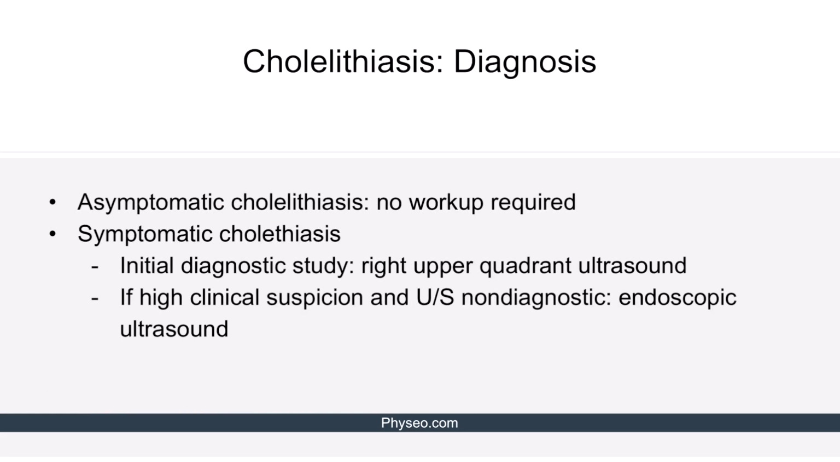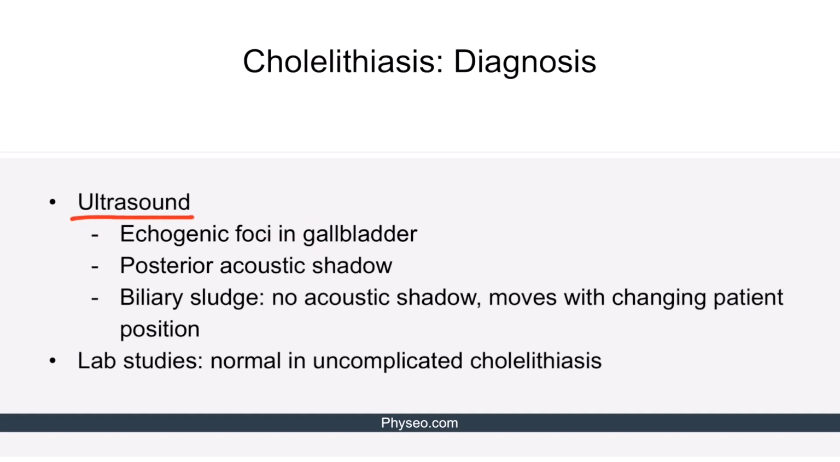Cholelithiasis is usually present in 10 to 20% of the adult population and without symptoms, does not require additional diagnostic measures. If the patient experiences any of the previously mentioned symptoms, the best initial diagnostic study is a right upper quadrant ultrasound. However, if a transabdominal ultrasound is non-diagnostic and there is a high clinical suspicion for gallstones, then an endoscopic ultrasound can be performed.